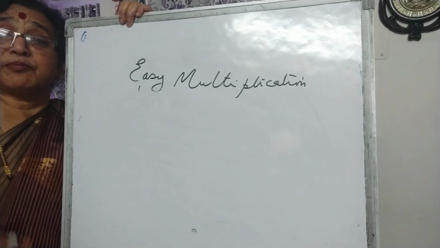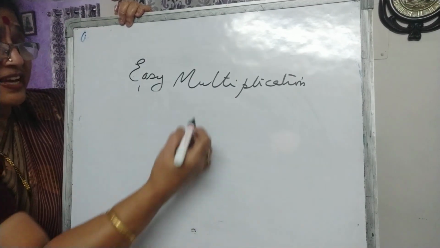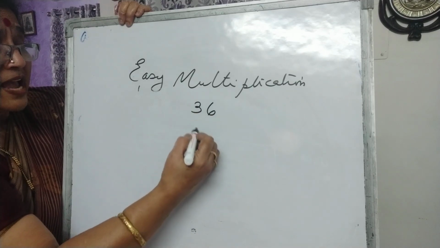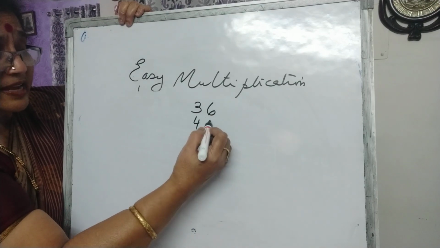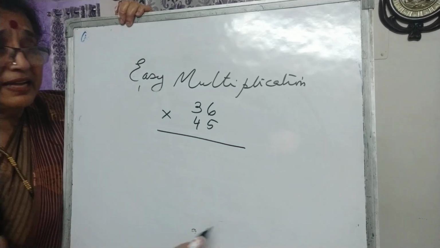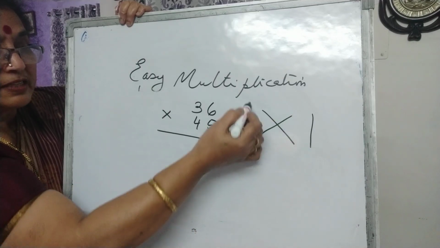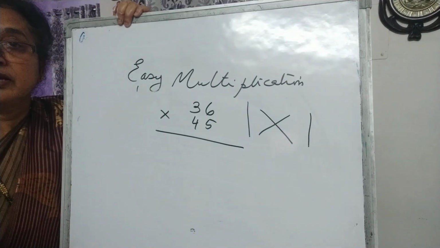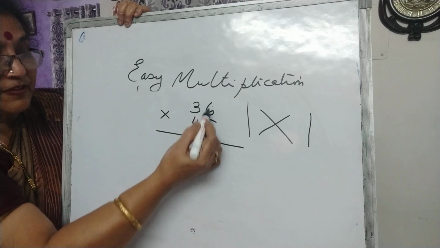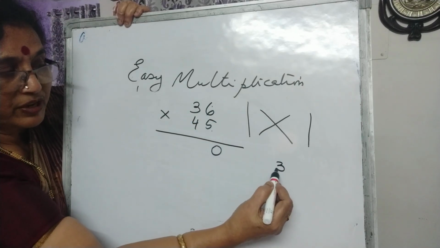The other option is the Vedic maths. It says that you have a 36 and you have a 45, and then I multiply. The Vedic math says multiply vertically, multiply crosswise, multiply vertically. So that means 6 5s are 30. So I write 0 and I carry a 3.